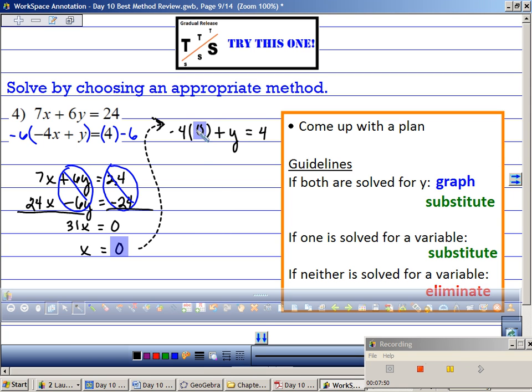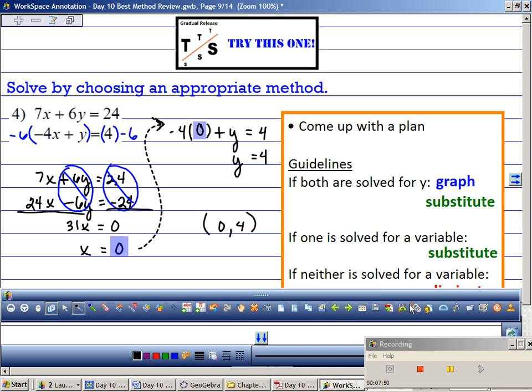So that just happens. Look how that works out. I don't even need to do any work, right? Because if -4 times 0 is 0, then I just know that y equals 4. So I have (0, 4) as my solution. Question?